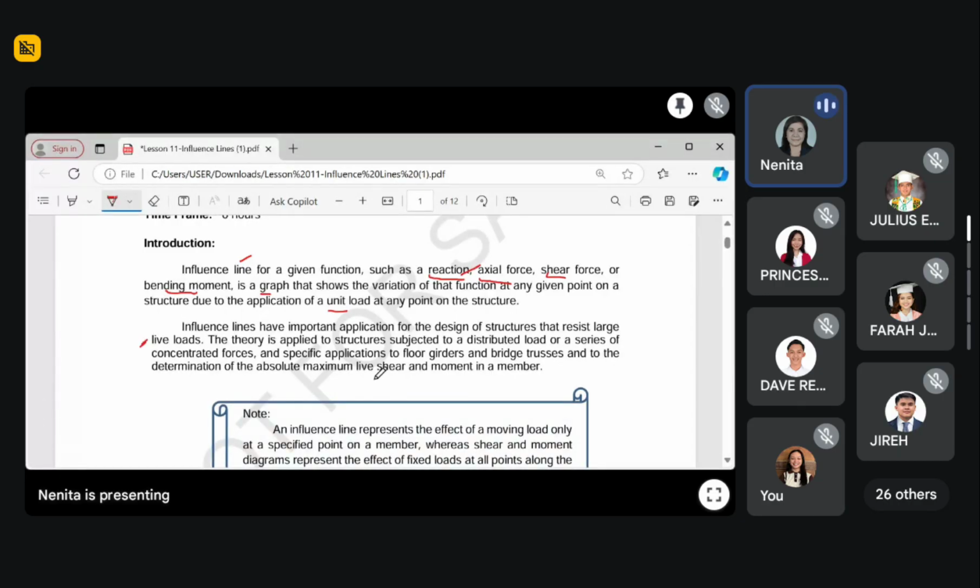How many is that? Four, right? There are still 4 topics to be discussed for this final term.